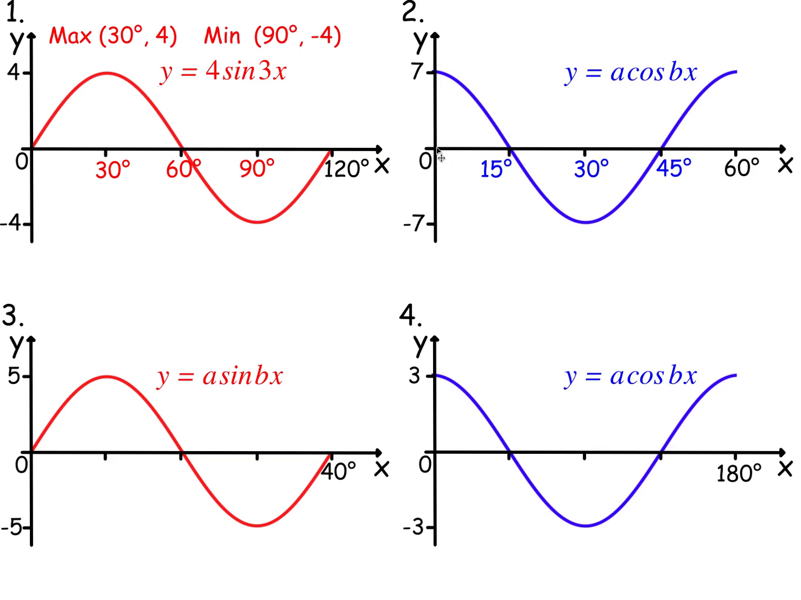So 0 degrees, 7 or 60 degrees, 7 would be the maximum. So the first one's 0 degrees, 7. The maximum you would say is 0 degrees, 7, and the minimum is 30 degrees, -7. So that's the minimum, 30 degrees, -7. There they are there.